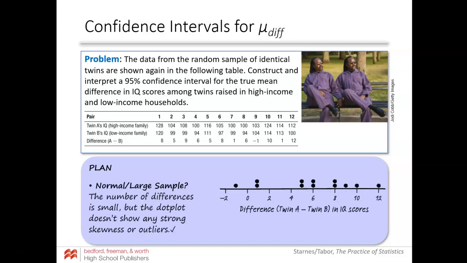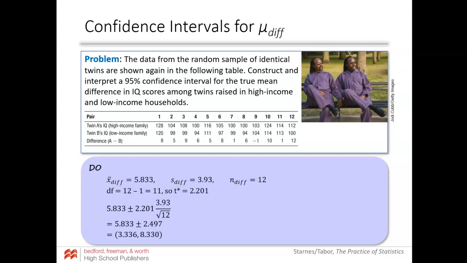And then we have to check, do we have a large enough sample or is it normal by default? Normal-ish by default. What we're looking at here, guys, is the difference in the match, right? So we look at each twin pair and we plotted their differences. Well, we didn't have enough of a sample. We weren't 30 or bigger. But when I look at this dot plot, I don't see anything crazy happening. I don't see a lot of skew or outliers, so we're good to go.